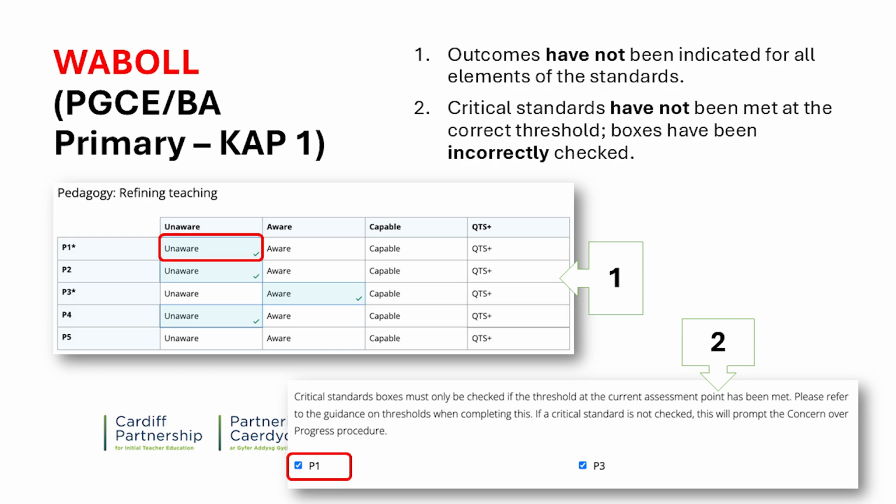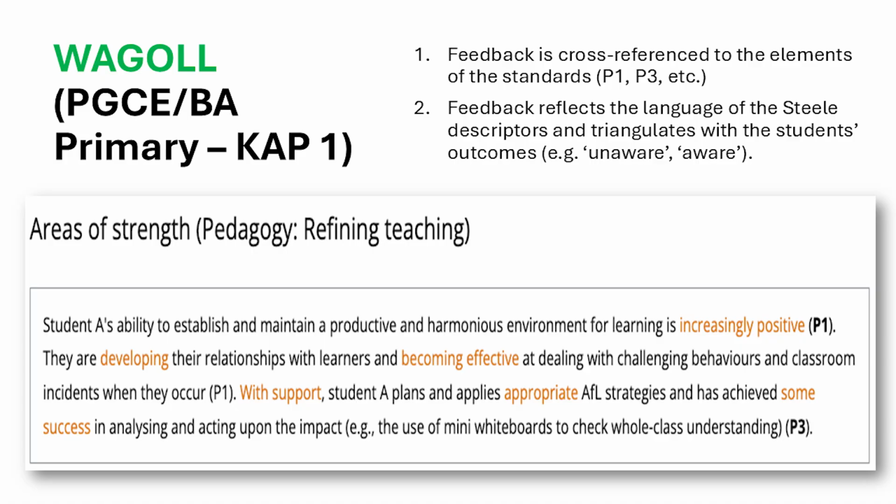If we think more specifically about the written feedback that takes place, an example here shows an example of good feedback where the mentor is cross-referencing the language to the elements of the standard. So you can see indications here of P1 and P3. You'll also notice that the feedback reflects the language of the STIL descriptors. We have language such as increasingly positive, developing, becoming effective. And that allows triangulation with the outcomes of unaware and aware, which have been previously discussed in this session.